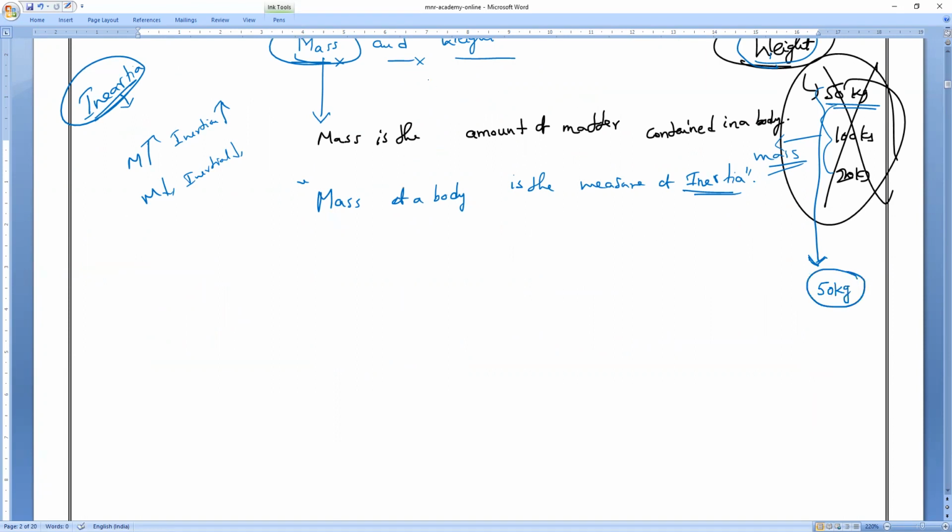Are you saying 50 kg towards the east, 55 kg towards the west, 70 kg towards the north? Or in any direction, your mass is 50 kg. There is no specified direction. So that is why we say mass is a scalar quantity. There is no specified direction, so it is called a scalar quantity.